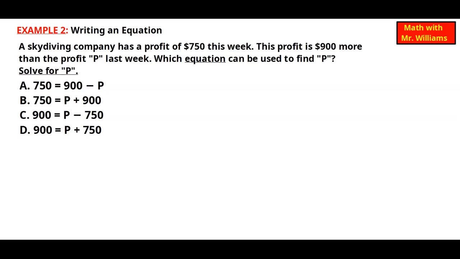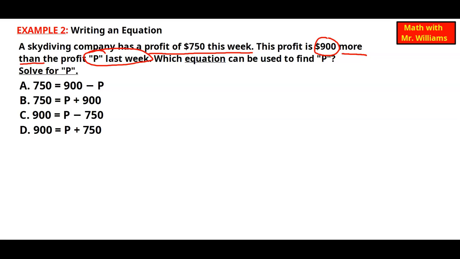Math of Mr. Williams, example 2. Writing an equation. A skydiving company has a profit of $750 this week. This profit is $900 more than the profit P last week. Which equation can be used to find P?